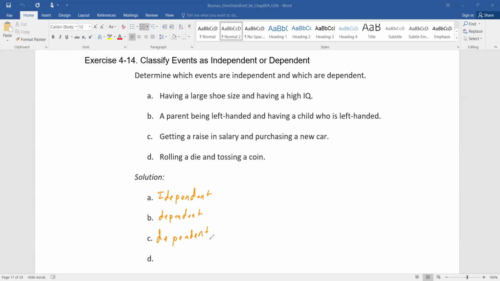Here's this fourth one, rolling a die and then tossing a coin. If I roll a one on the die, it has no effect on whether I toss a coin and get heads. So these two will be independent of each other. So again, if the first event influences the second event at all, for instance, more money, more purchases, or a certain hereditary gene that will move down into your child, then it's dependent. If it doesn't, independent. All right.